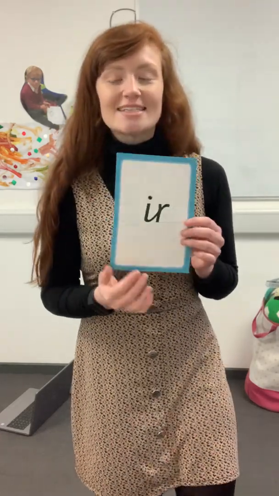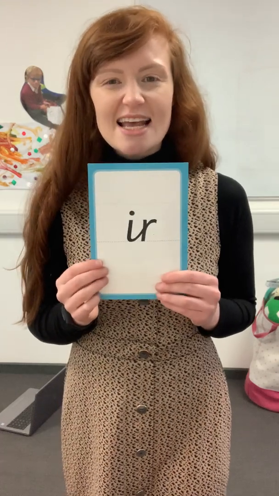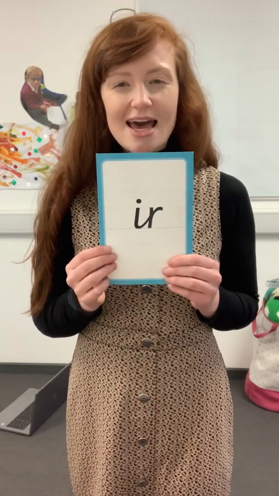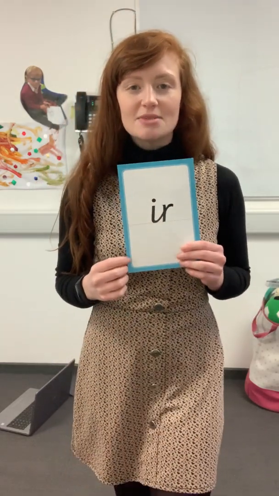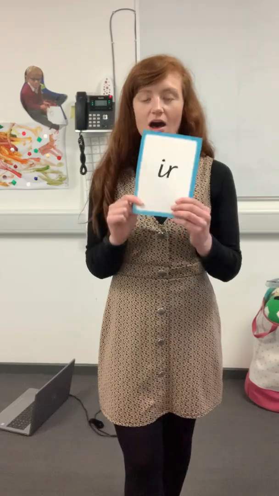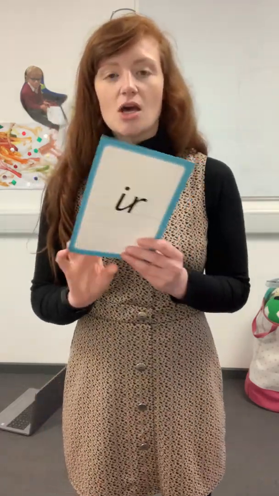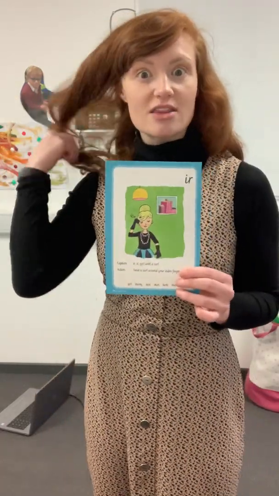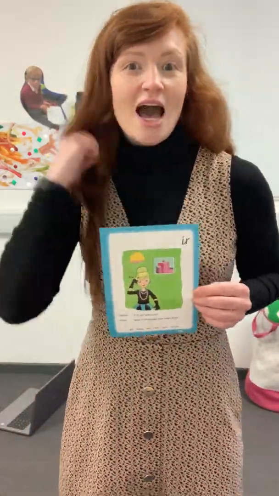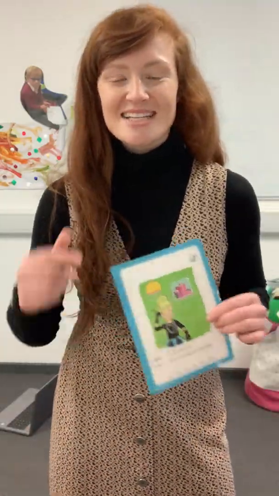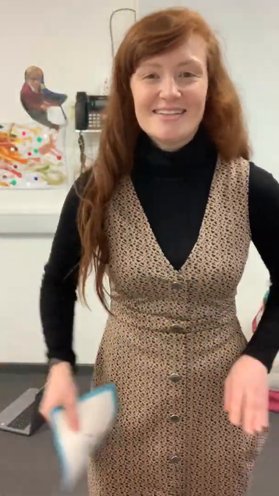Now let's have a look at our digraph today. What are the letter names that make this digraph? I and R. So I and R come together to make the one sound. When you see this side of the card, you're going to say girl with a curl, or point to a girl with a curl. Right, let's have a little look. Are you ready? Girl with a curl. Oh, tricked you that time. Girl with a curl.